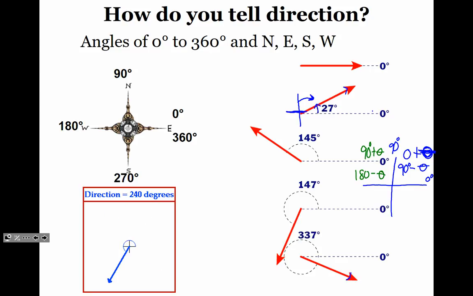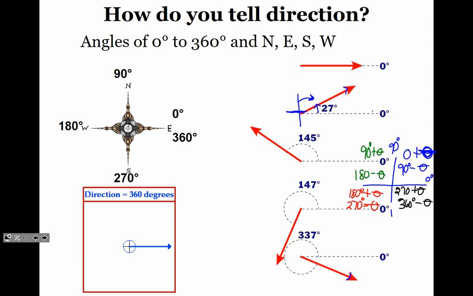Then in the third quadrant, you are going to add to 180 degrees, or you're going to subtract your angle from 270 degrees. And then in the last quadrant, you're either going to add your angle to 270 degrees, or you're going to subtract from 360 degrees. Okay?